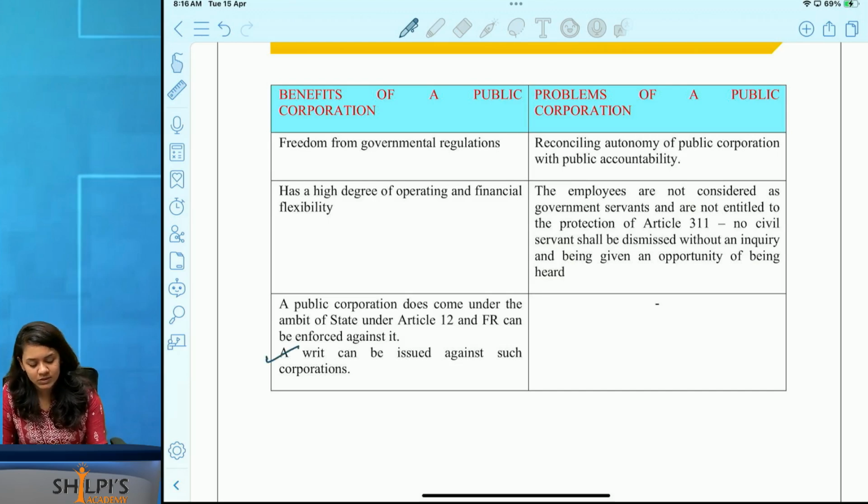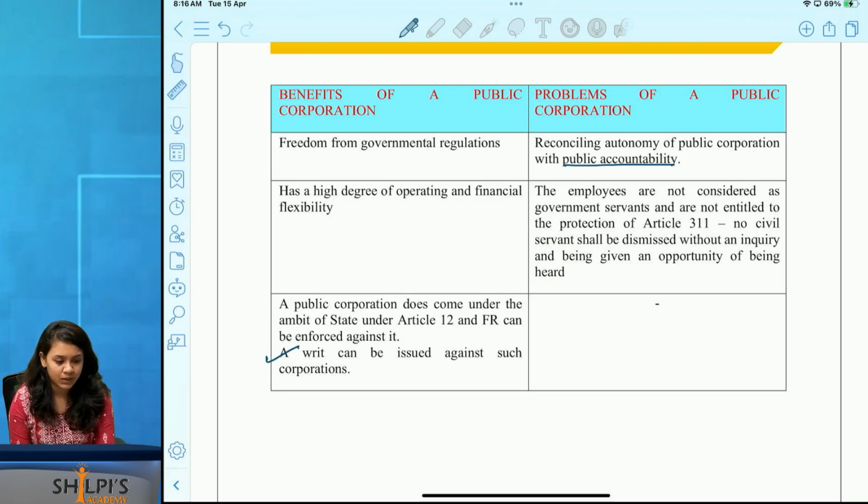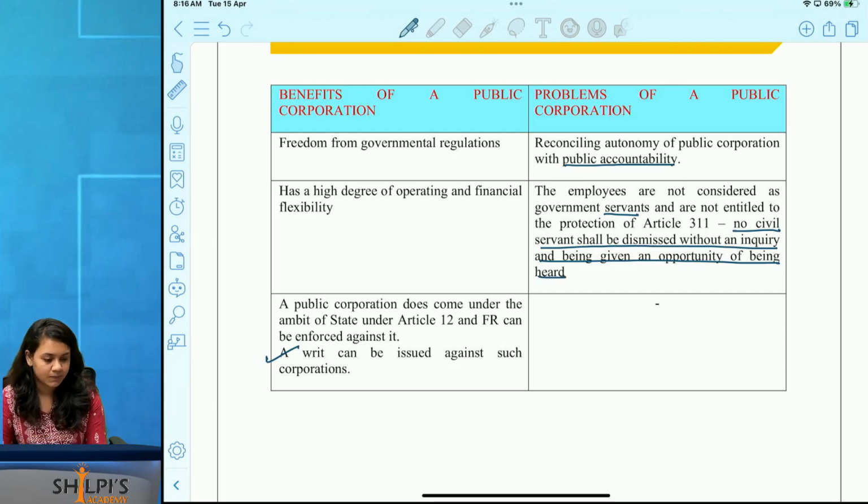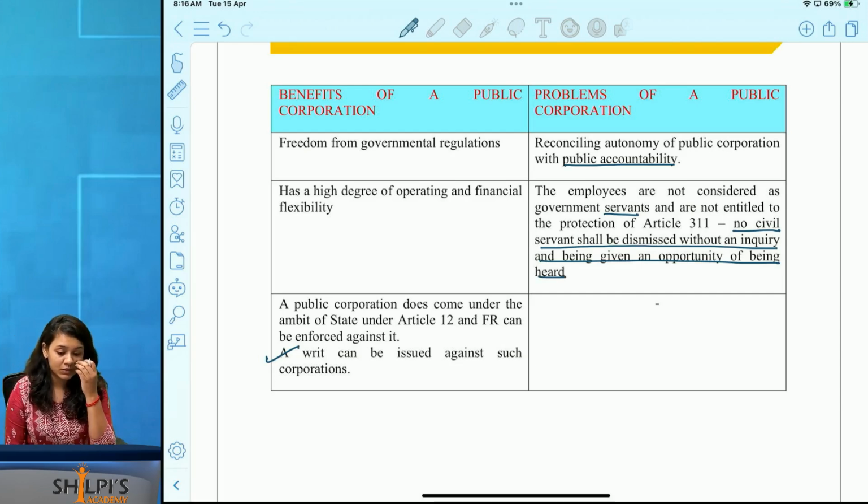But the problem is that we are unable to reconcile with the public accountability of these corporations. And because employees are not considered as government servants, they are not entitled to protections granted under this law, such as no civil servant shall be dismissed without an inquiry and an opportunity of being heard. Now, this applies to government servants, but since the employees of public corporations are not government servants, they do not get the benefit of this law.